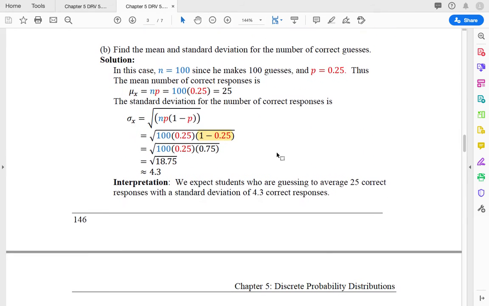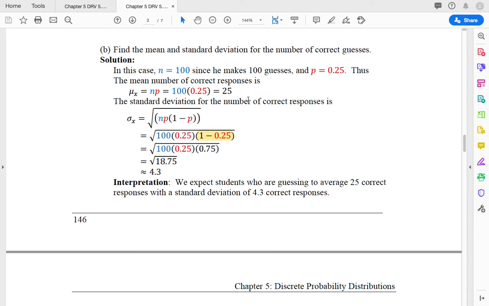Okay, so let's find the mean and the standard deviation for the number of correct guesses that you would get. So if n is 100 and p is 0.25, that's 1/4. That's 1 out of the 4 answers, A, B, C, or D. Then the mean is going to be 100 times 0.25, which is 25. So we expect you're going to get about 25, 1/4 of the problems right if you're just randomly guessing.